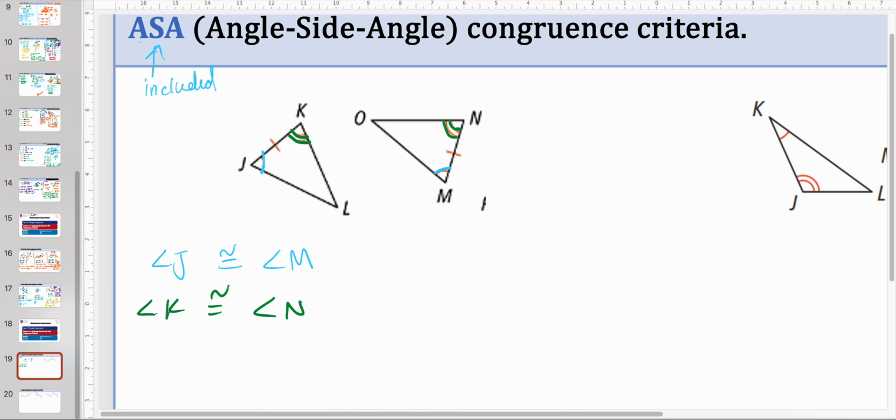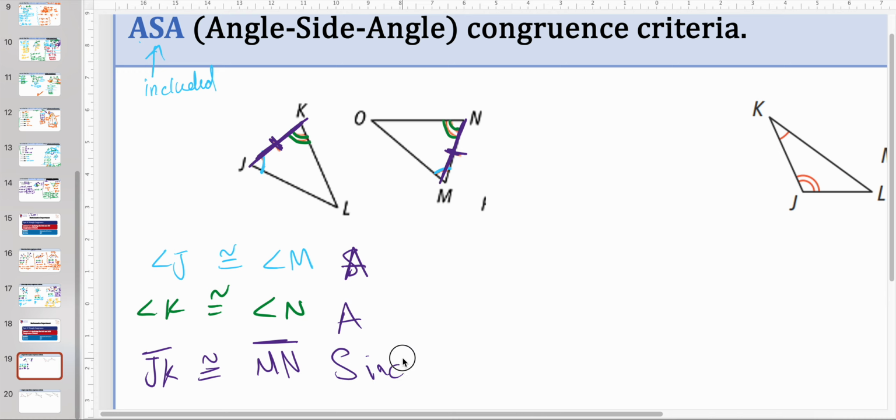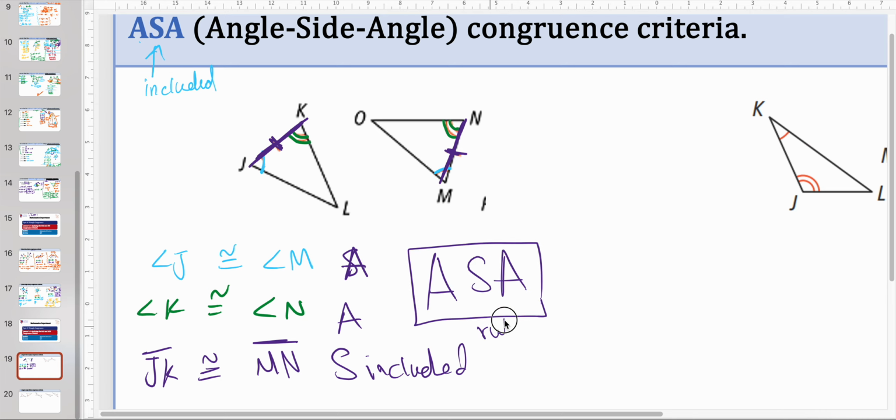Perfect. And which side should be congruent? The side that is in between of the two angles, between them, and it is. They showed me that it is. Okay. So angle side JK is congruent to MN. Okay, so it's an angle, angle, another angle, and there's a side that is included. Included means it's between the angles, so it follows angle side angle rule. So they are congruent, they are equal in size.